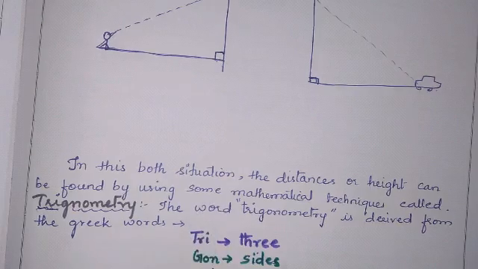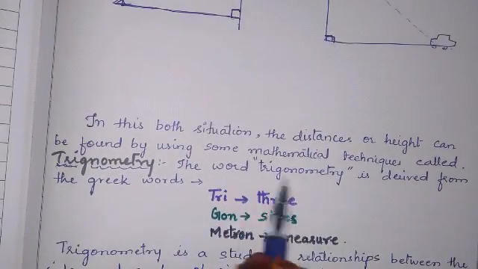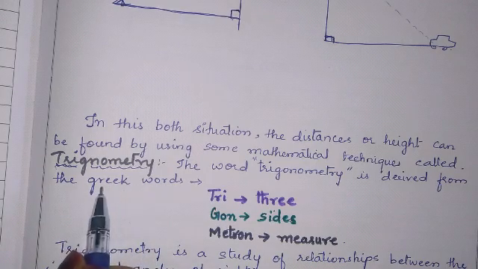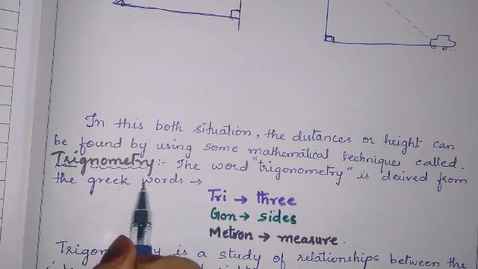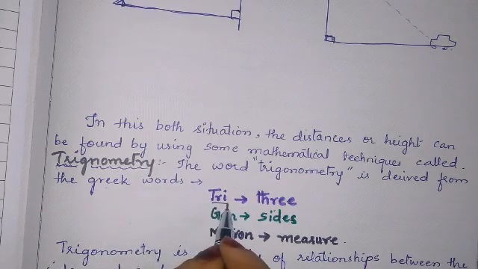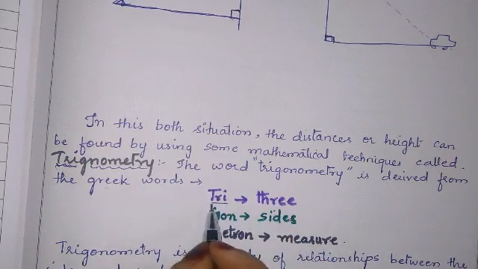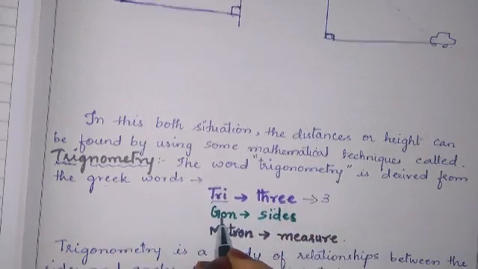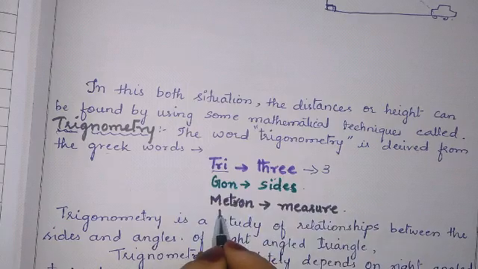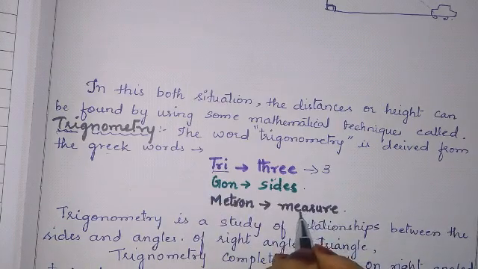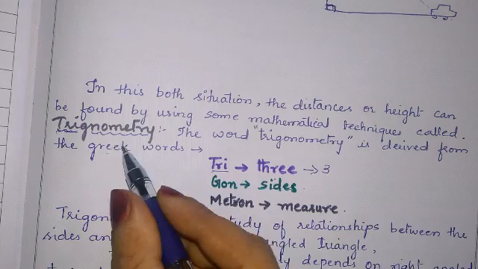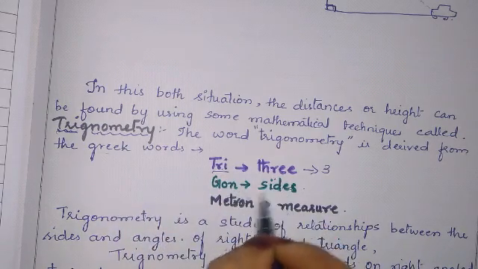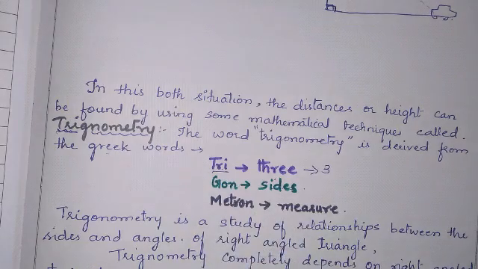Let us see what trigonometry is first. The word trigonometry is derived from the Greek word. Tri means 3, gon means sides, and metron means measure. It is a Greek word, which means tri means 3, gon means sides, and metron means measure.